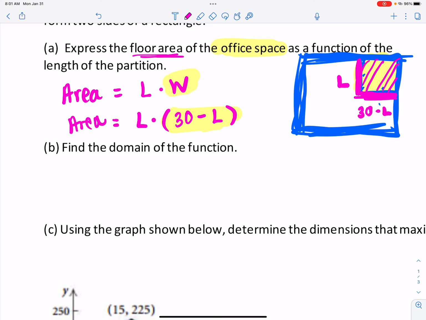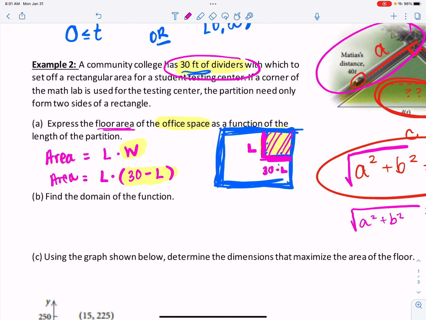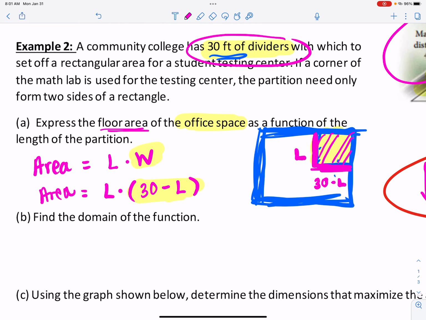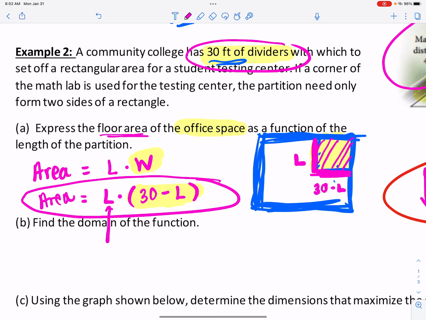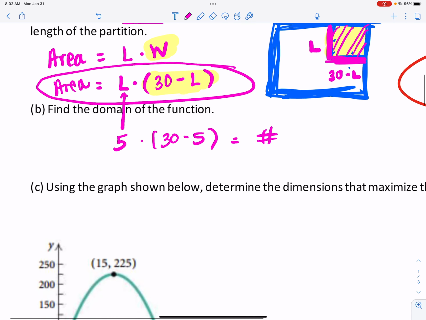Any questions? You could have just put 5 times 25 as your area if you were going to pick 5. I don't know what dimensions they decided to pick. They could have picked 5 and 25. They could have picked 10 and 20. They don't really tell us that. So this function is just basically saying your area is going to change depending on what length they chose. So if they did choose 5, you could actually calculate what area that would be. That'd be 5 times 30 minus 5, and you would get that answer, whatever it is. Okay, 125.